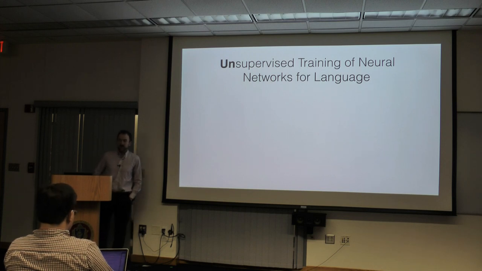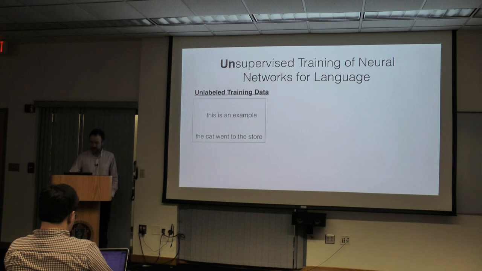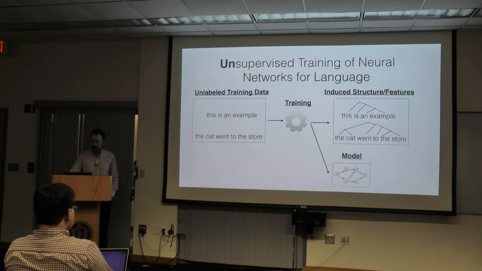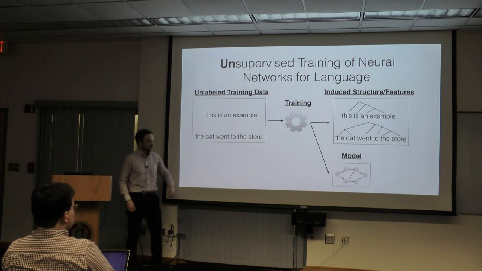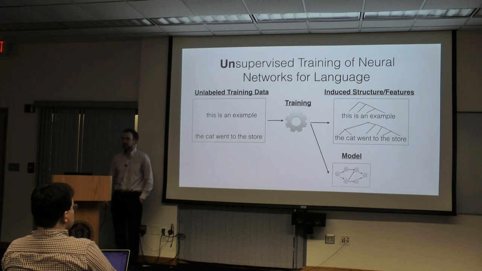So this time I'm going to talk about unsupervised training of neural networks for language. We have something like unlabeled training data. We do a bunch of training and extract features. From this, we get induced structure or induced features of the language that we're interested in. And then we also get a model as a side product of this.